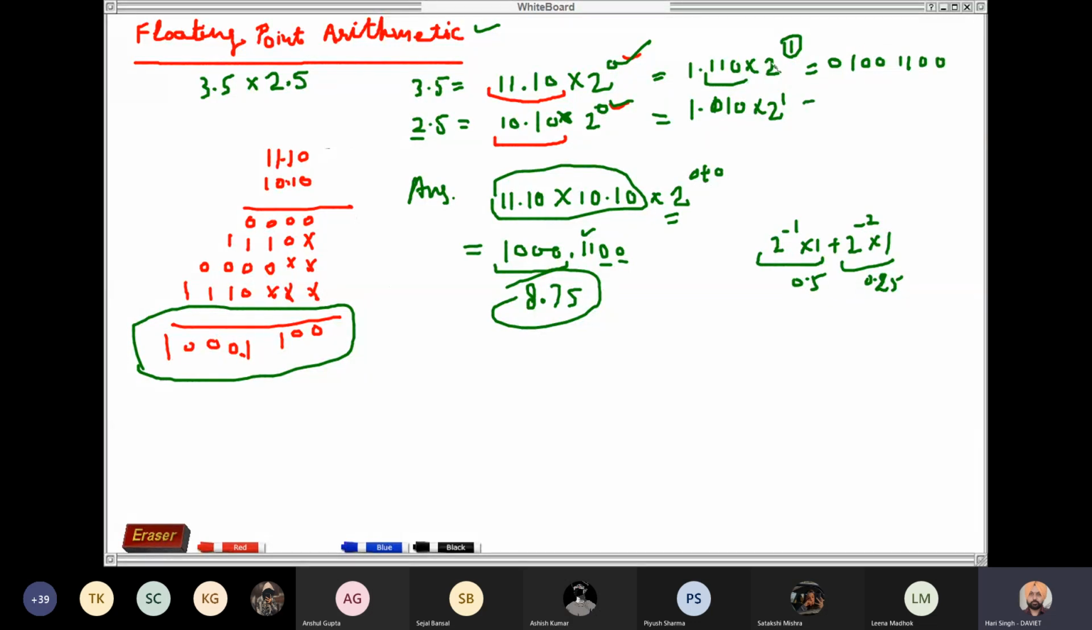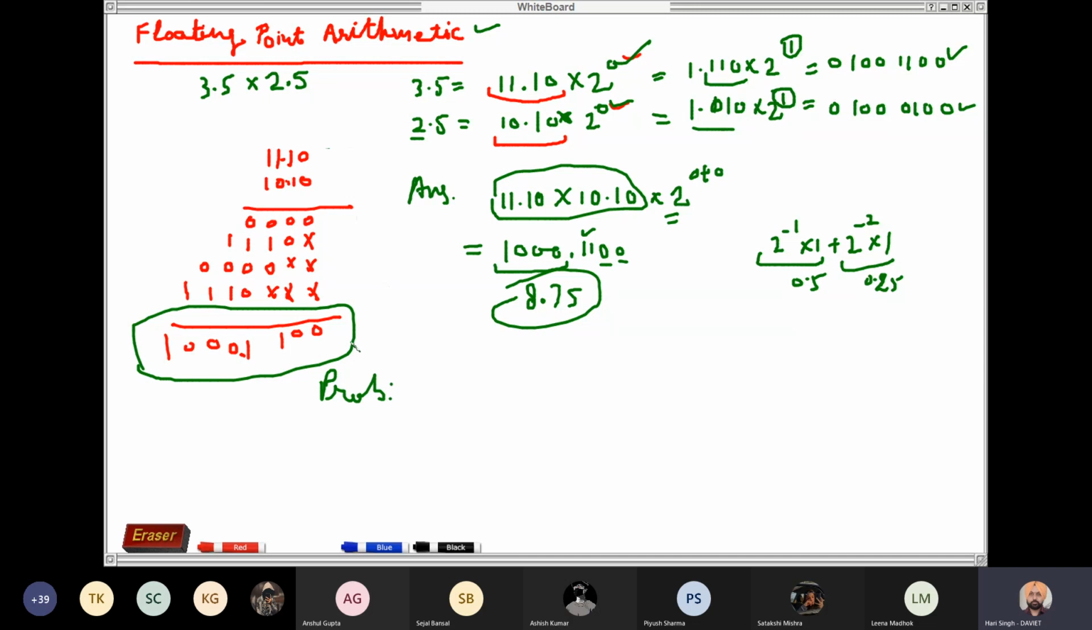Then next, now it is also a positive number. Then again the exponent is 1, so the biased exponent will be 4, so it will be 1, 0, 0. Then write the mantissa value. So these are the two given numbers. One number is 3.5, the second is 2.5.